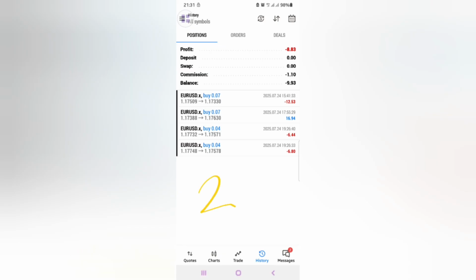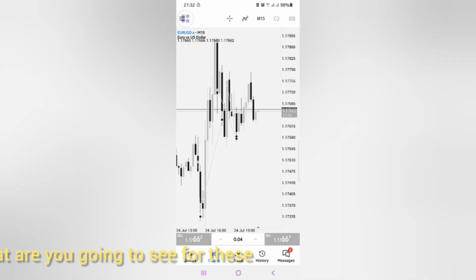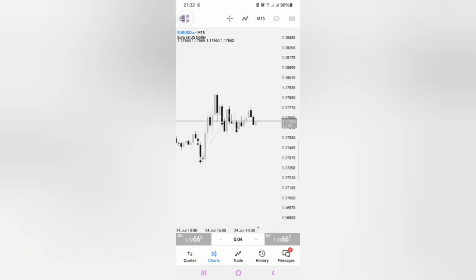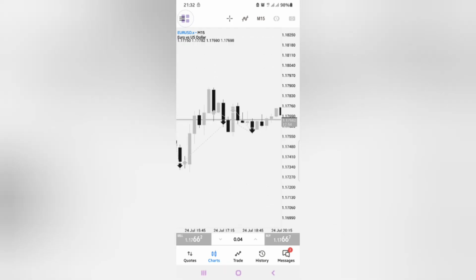Today is 24th July. What I can see for these trades, you can see here, this is overtrading.